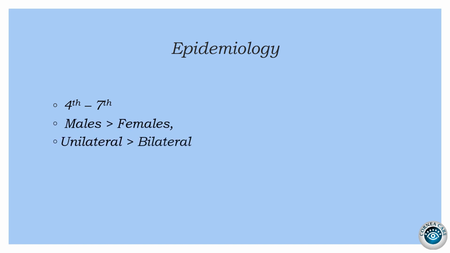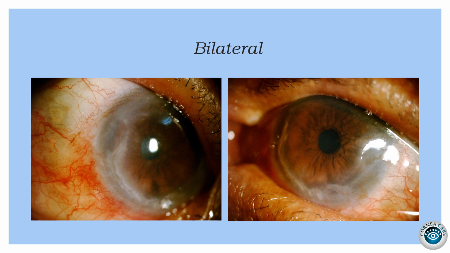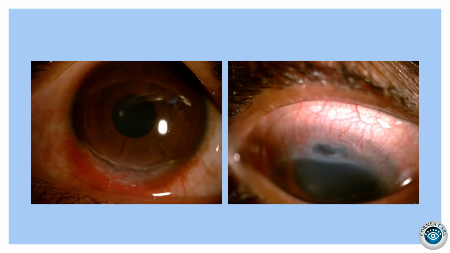This disease is usually seen in middle ages. More common in men, unilateral is more common than bilateral. Bilateral disease indicates a severe disease. Interpalpebral area is the most common site, though other quadrants can also be affected.